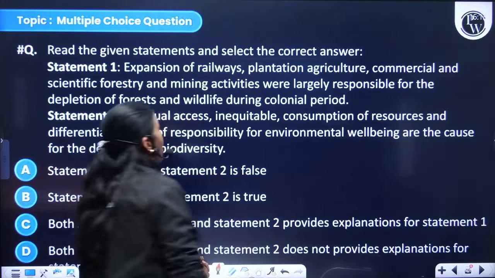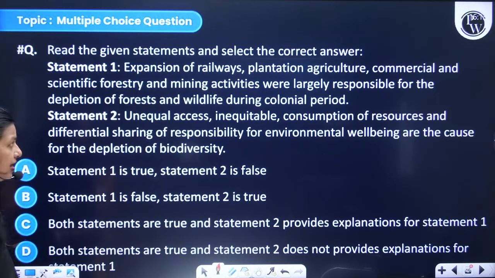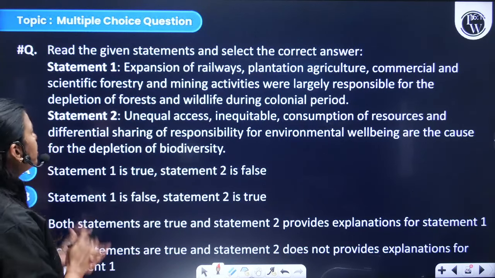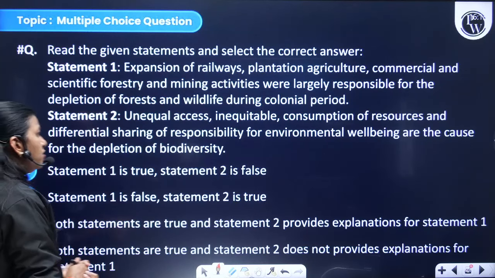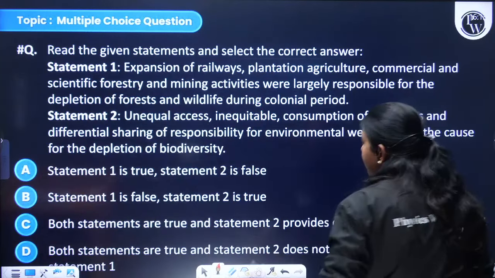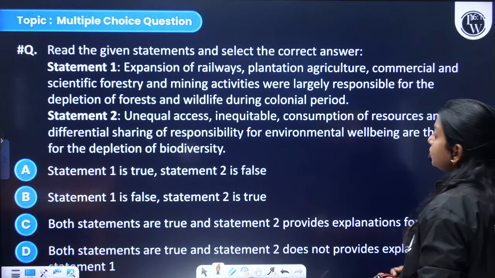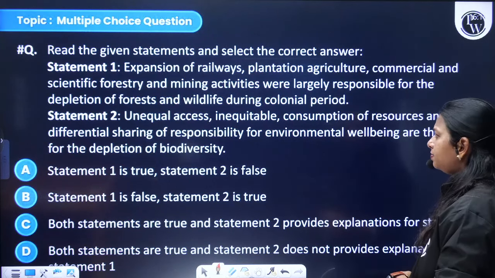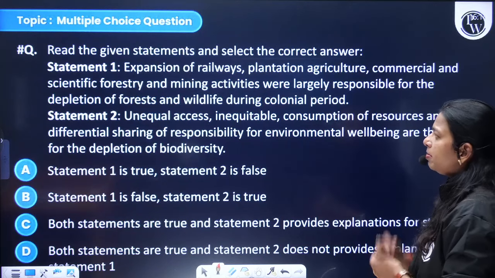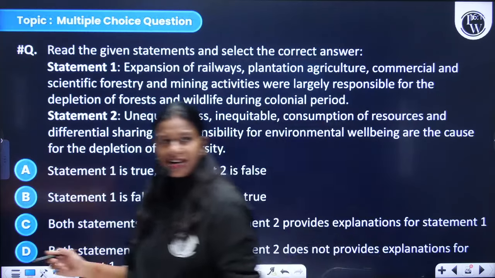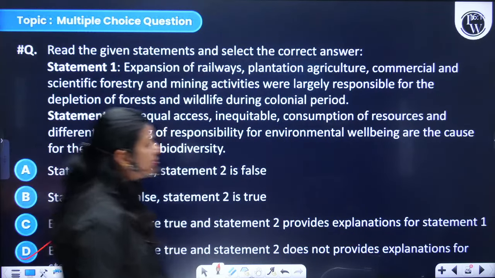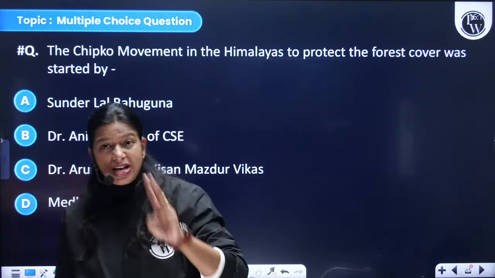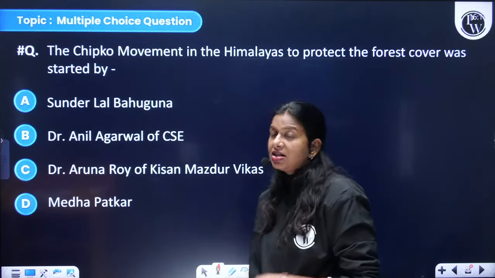Read the statement and select the correct answer. Expansion of railways, plantation, agriculture, commercial and scientific forestry and mining activities were largely responsible for the depletion of forest and wildlife during the colonial period. Correct. Unequal access, inequitable consumption of resources and differential sharing of responsibility for environmental well-being are the cause for the depletion of biodiversity. Correct. Both the statements are correct, but they don't explain each other. Option D becomes our answer. These kinds of questions, assertion and reason, statement verification, will be asked. So just make sure that you have practiced questions like this, right?